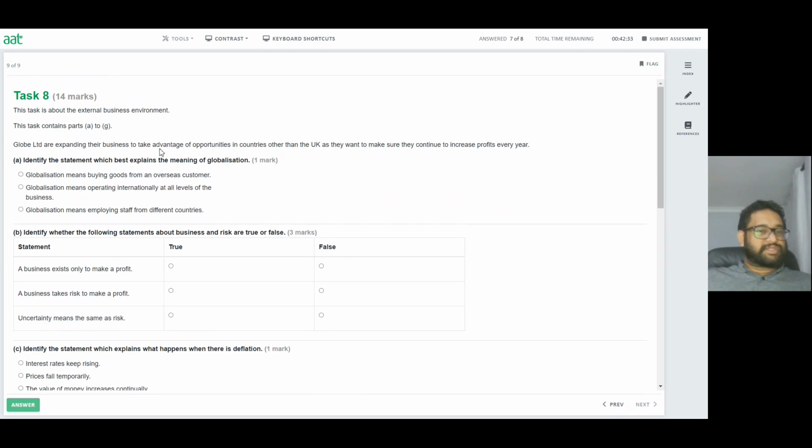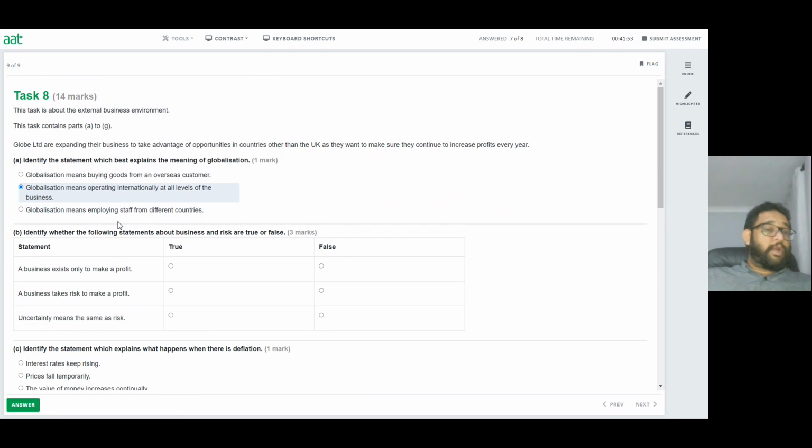Global Limited is expanding their business to take advantage of the opportunities in countries other than the UK, as they want to make sure they continue to increase the profit every year. So identify the statement which best explains the meaning of globalization. Globalization means buying goods from an overseas supplier, so customer. No, that's also wrong. You don't buy goods from a customer, from a supplier. So that's a wrong statement. Globalization means operating internationally at all levels of the business. Yes, that makes more sense.